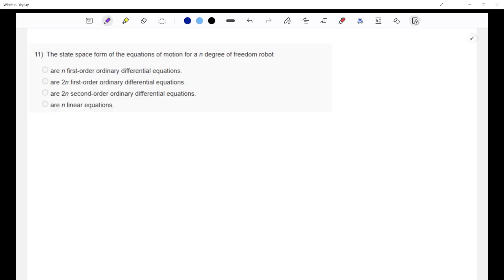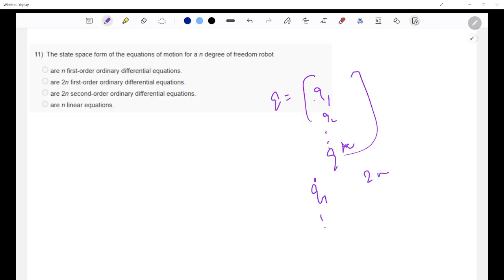So, if let's say q is q1, q2 up until qn, we convert it into a state space because we want to apply ODE45 and Runge-Kutta methods. So we define the state variables. The state variables has 2n. Why does it have 2n? Because it is q1 to qn and then it is q1 dot to qn dot variables. Okay. And so the first is, it has n first order ordinary differential equation.